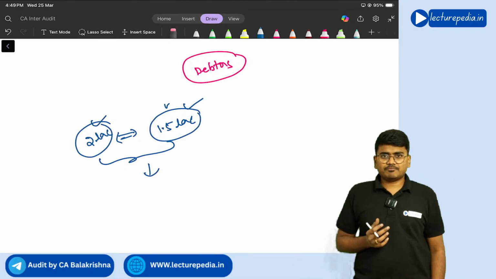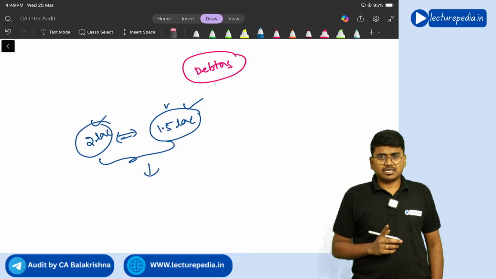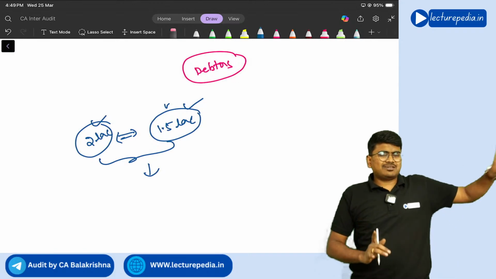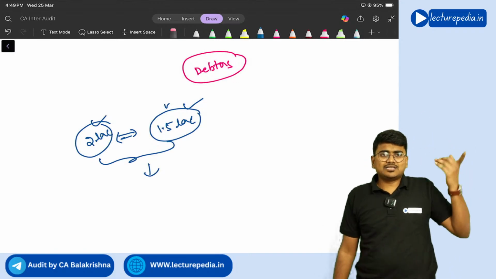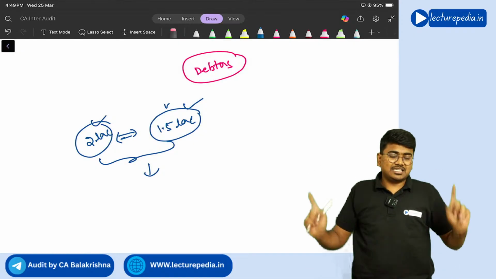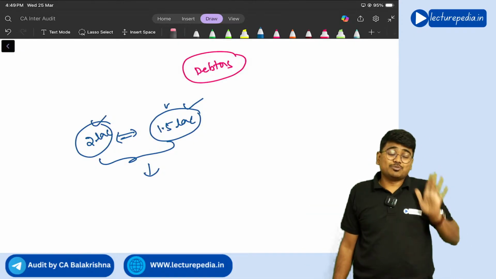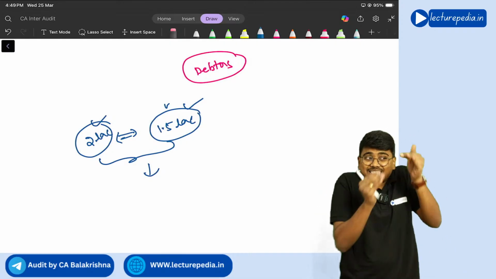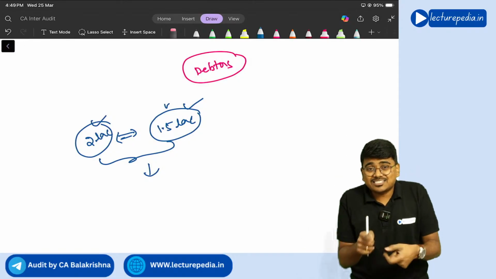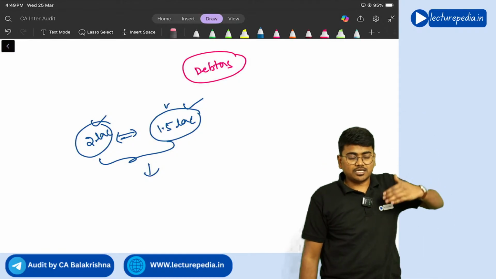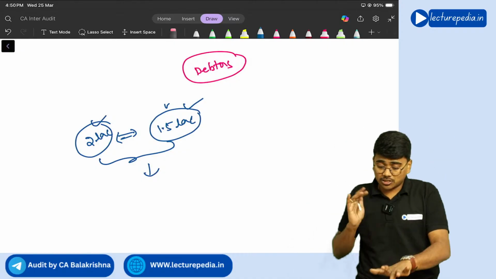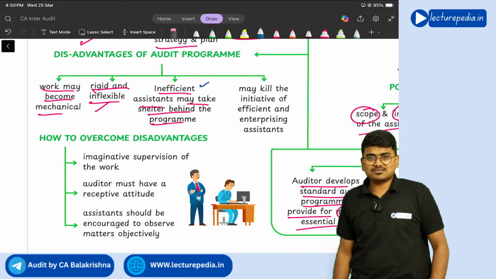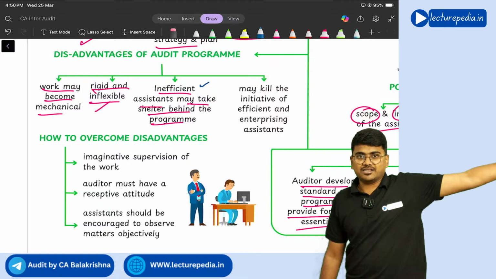The article assistant says, "Sir, in the audit program it is written to send external confirmation. I sent external confirmation, so whatever is written in the audit program, I did that. It is not present in the audit program to investigate the deviation." So there is a possibility that an ineffective article assistant might take shelter behind the audit program, saying this procedure is not present in the audit program. This is also one of the disadvantages. Again, for this disadvantage also, the single solution is asking the article assistant to be open-minded, right?